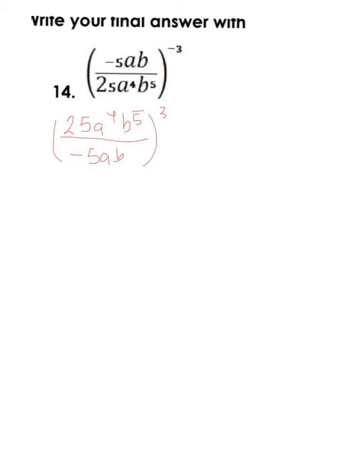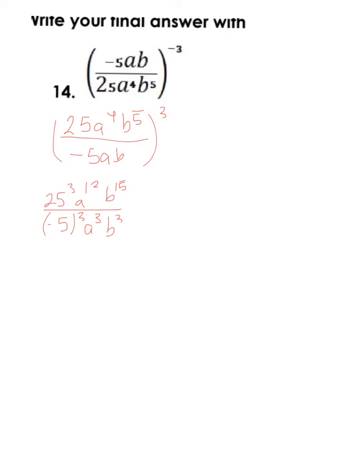And then we would share that 3, so that would be 25 to the third, a to the 12th, b to the 15th, over negative 5 in parentheses to the third, a to the third, b to the third.